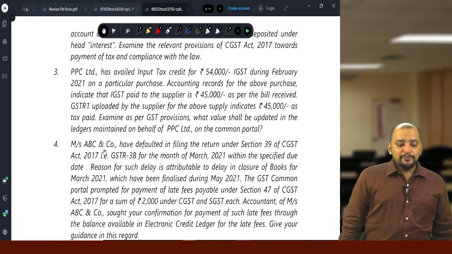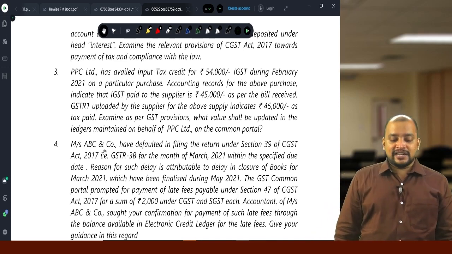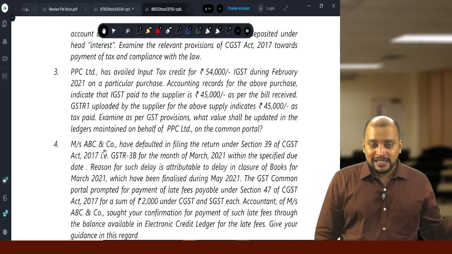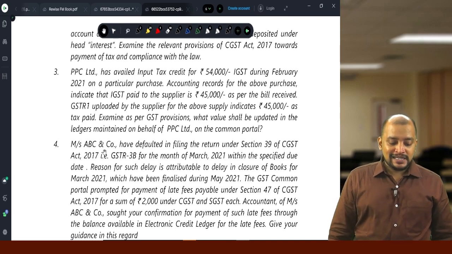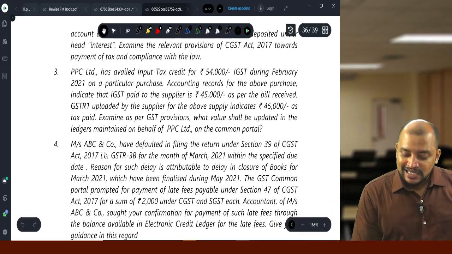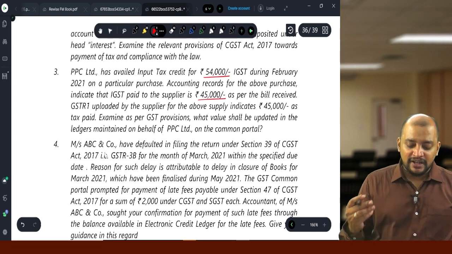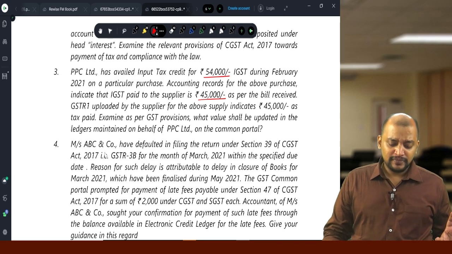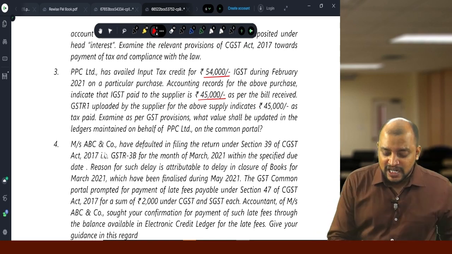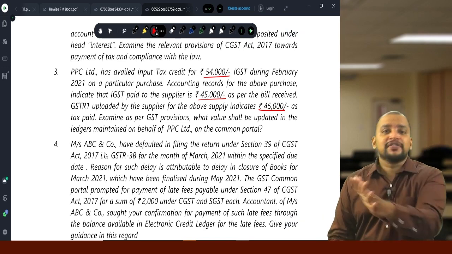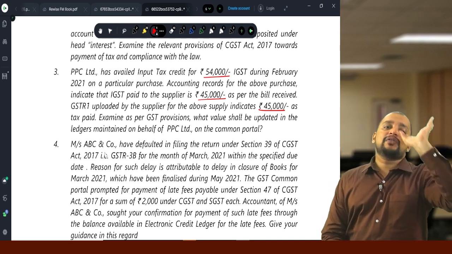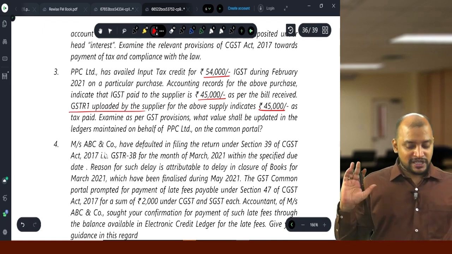Then question number 3: PPC Limited has availed input tax credit of 54,000 IGST during February 2021 on a particular purchase. Accounting records for the above purchase indicate that IGST paid to the supplier is 45,000. So they have availed ITC of 54,000, but what is recorded in the accounting records is only 45,000. As per the bill received, the GSTR-1 uploaded by the supplier for the above supply indicates 45,000, which means the matched ITC is 45,000, because whatever details are furnished by the supplier in their GSTR-1 will be taken as the base. So that will be 45,000 matched ITC.